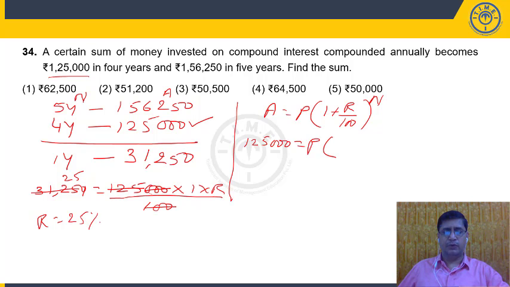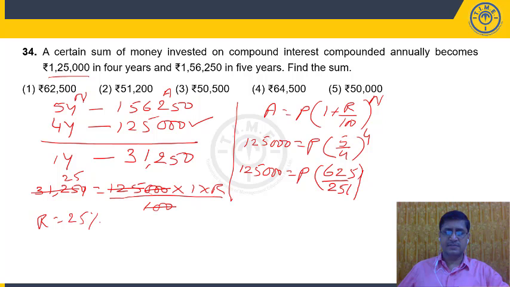25 by 100 means 1/4. 1 plus 1 by 4 is equal to 5 by 4. 5 by 4 whole power 4. What is the cancellation? 125,000 into P, 5 power 4. 5 square is equal to 25. 25 into 25, 625. And what about the denominator here? 4 into 4, 16. 16 into 16 is equal to 256.